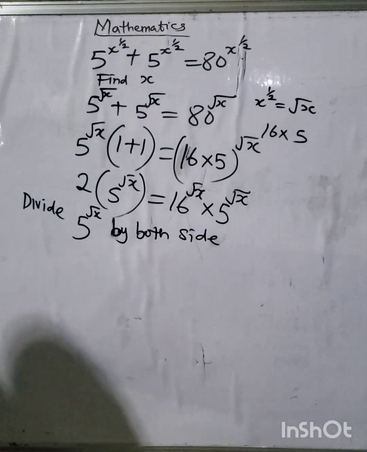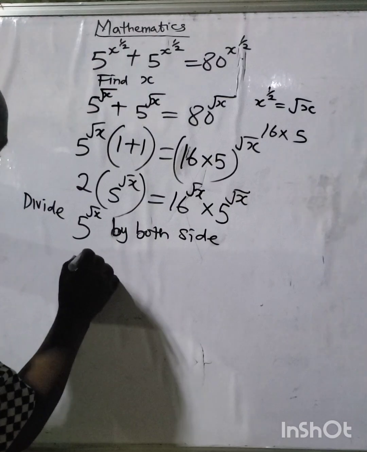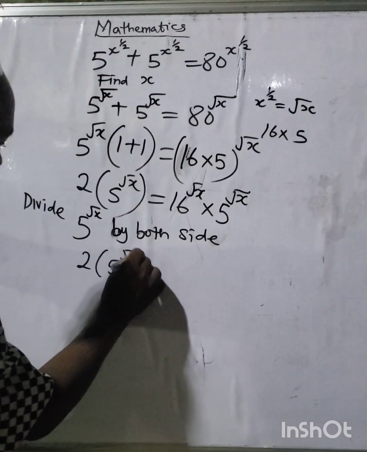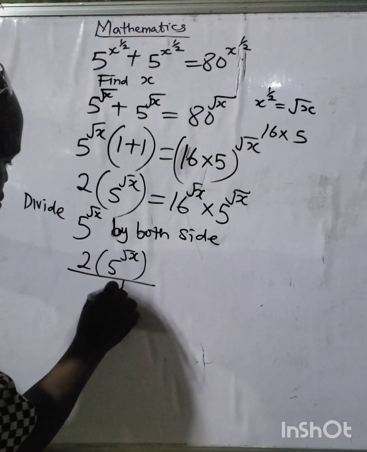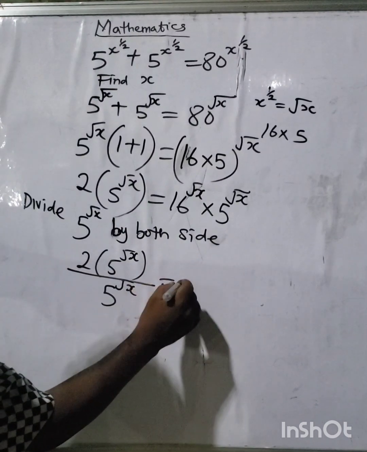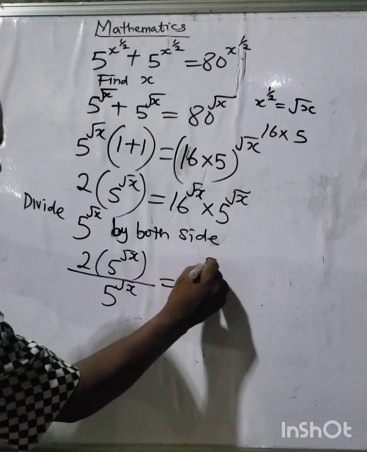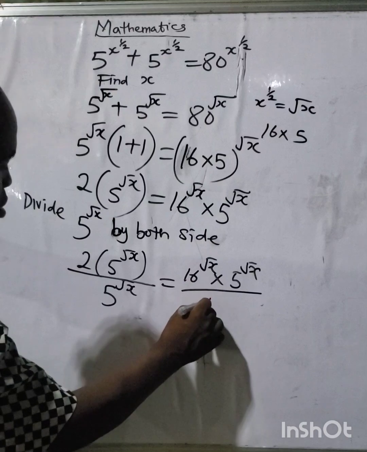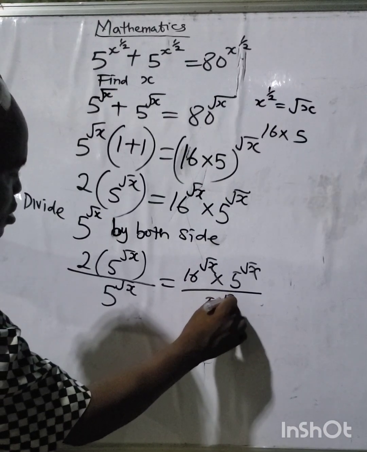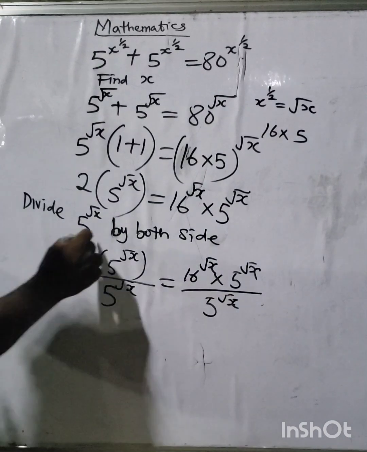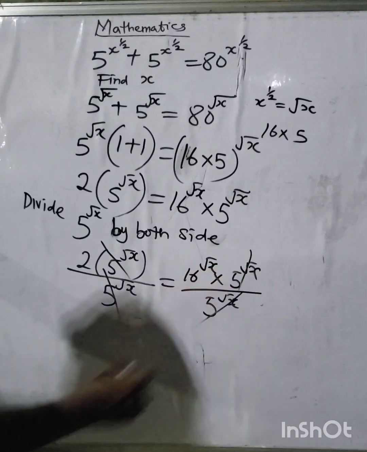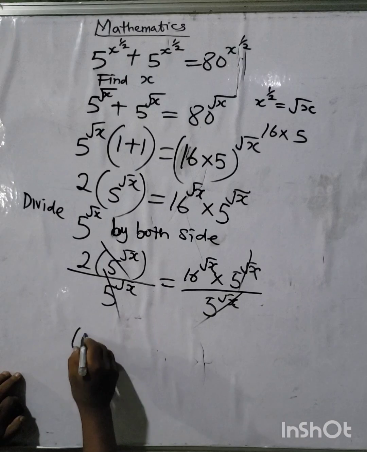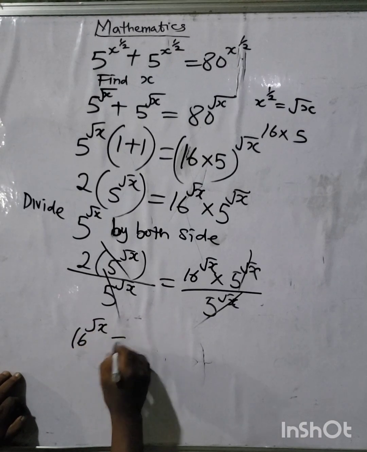When we divide both sides, we have 2 into 5^√s divided by 5^√s equal to 16^√s multiplied by 5^√s divided by 5^√s. This will cancel this, and this will also cancel this. What we have now is 16^√s equal to 2.